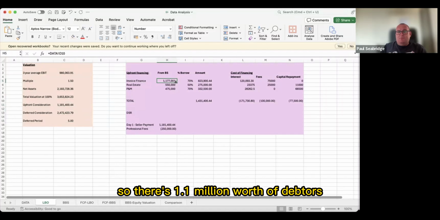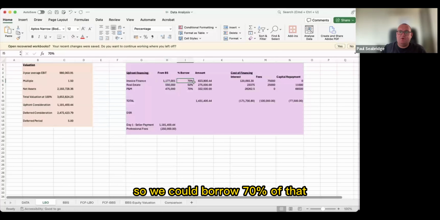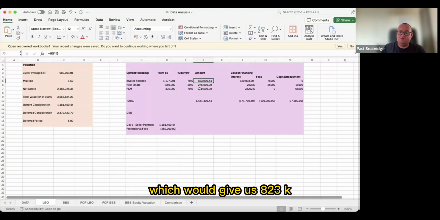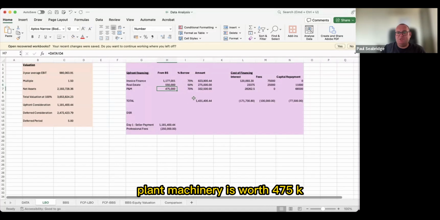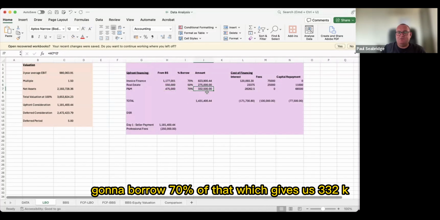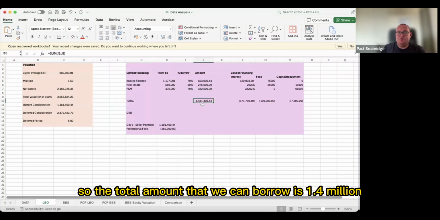So there's 1.1 million worth of debtors, so we could borrow 70% of that, which would give us 823k. The real estate's worth 550. We're going to borrow 50% of that on a commercial mortgage, gives us 275k. And the plant and machinery is worth 475k. We're going to borrow 70% of that, which gives us 332k. So the total amount that we can borrow is 1.4 million.